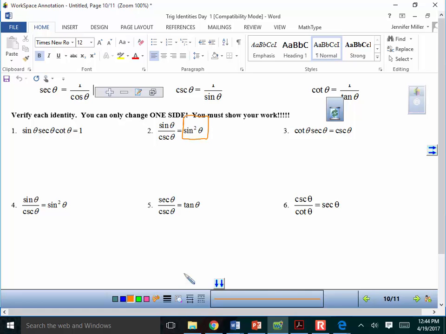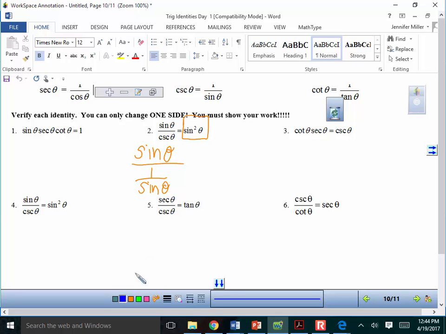Okay, Chloe. So let's look over here on number 2. Sine of theta is just the sine of theta, right? But can I rewrite the cosecant of theta as something? What is the cosecant of theta? Look at your identities. I even gave you a separate little... It's what? 1 over the sine of theta.